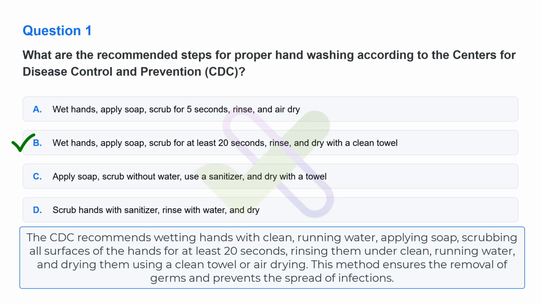The CDC recommends wetting hands with clean, running water, applying soap, scrubbing all surfaces of the hands for at least 20 seconds, rinsing them under clean, running water, and drying them using a clean towel or air drying. This method ensures the removal of germs and prevents the spread of infections.